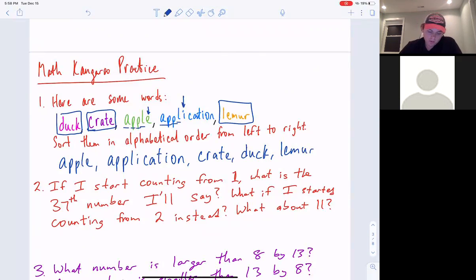And yeah, if you look, we had a little bit of progress already done. Lemur started off last and stayed the last word. So that's how you sort the words in alphabetical order.